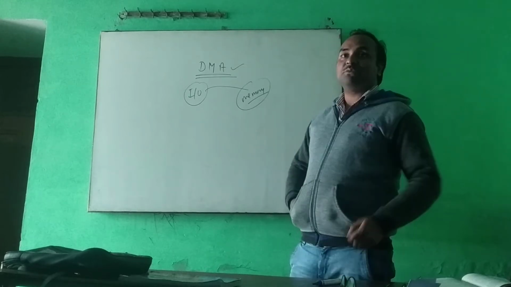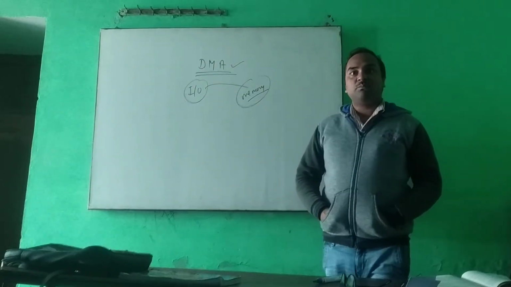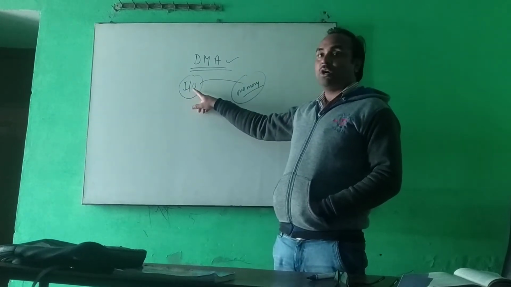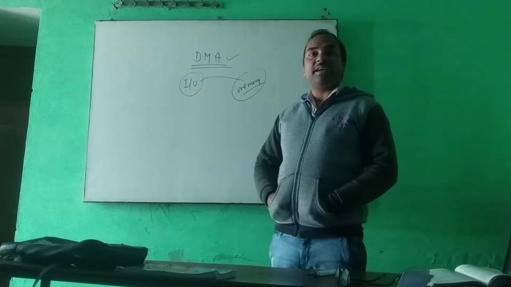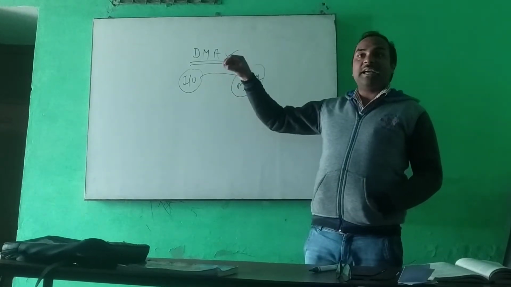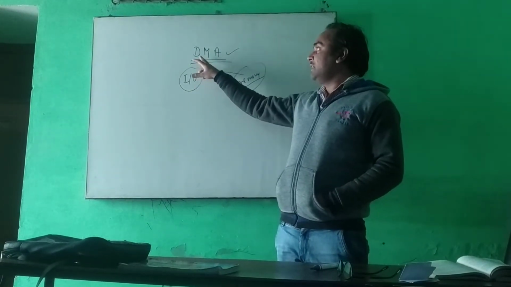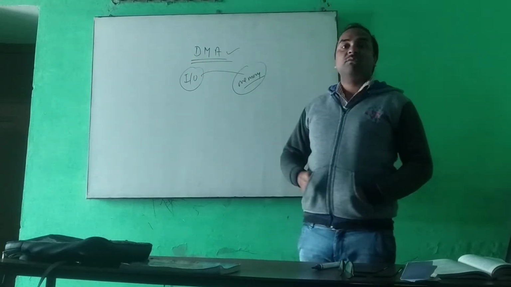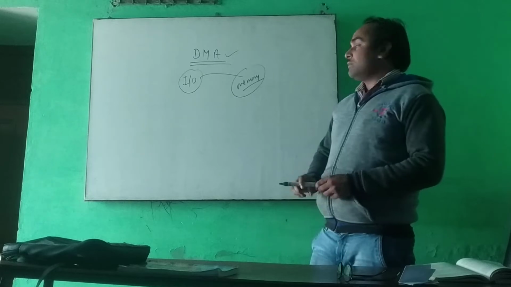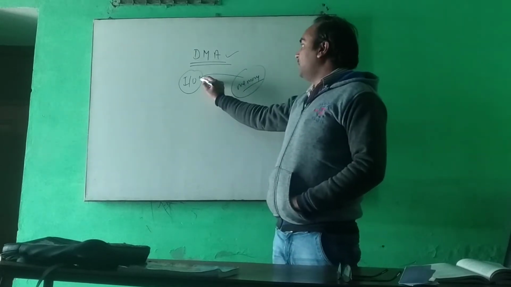But data can be transferred with the help of the microprocessor also. But if we are using the CPU to transfer the data from the input output unit to the memory, then it will take time. So for reducing the time, we will use the technique that is direct memory access. For this, what is the working of this and how will it work? So first of all, you must know how it works.